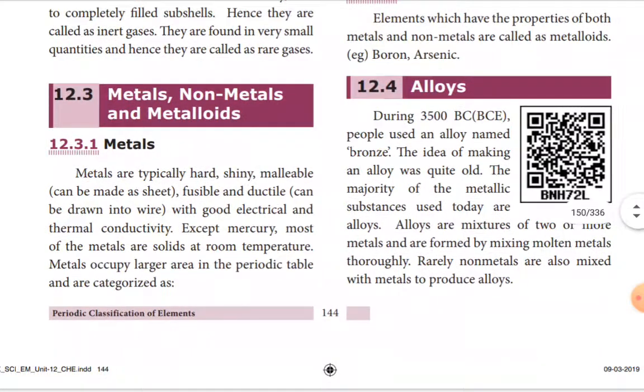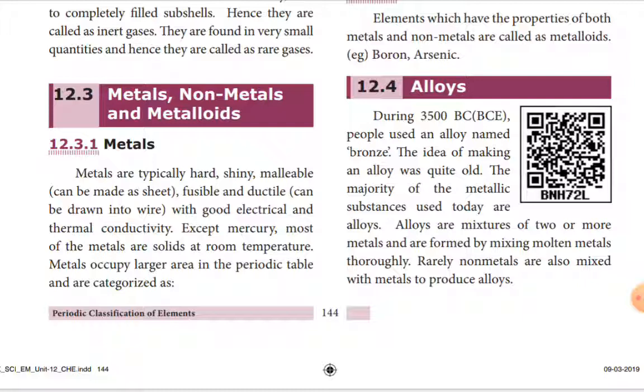Now next, alloys. Alloys we have already learned. Alloys are nothing but a homogeneous mixture of metals. When metals are fused together and mixed to get a homogeneous uniform mixture, that is called an alloy. During 3500 BC, people used an alloy named bronze. The idea of making an alloy was quite old. The majority of the metallic substances used today are alloys. Alloys are mixtures of two or more metals and are formed by mixing molten metal thoroughly.